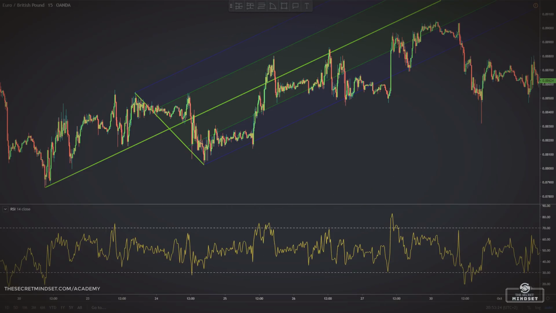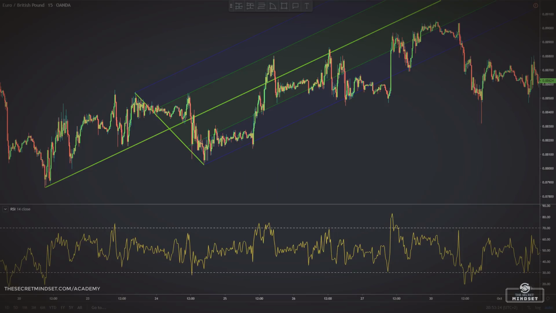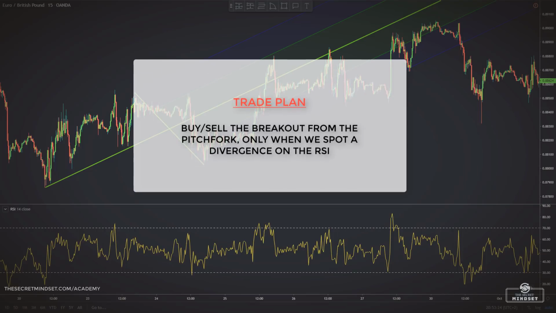My favorite way to use the Andrews Pitchfork is to look for divergences between the pitchfork and the RSI. If you followed my channel, you know that I consider the divergence one of the most powerful leading signals you could get. So I look to buy or sell the breakout from the pitchfork only when I see a divergence on the RSI. This is powerful stuff, and let me demonstrate it.